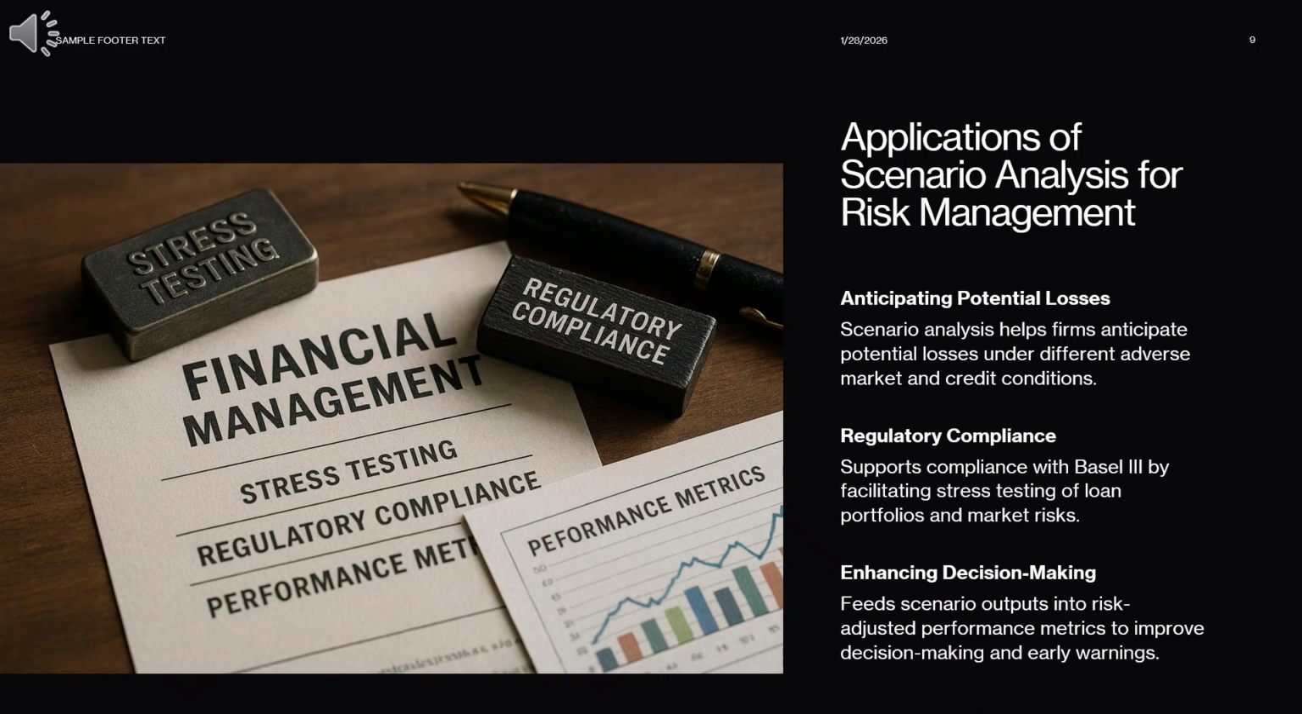Scenario analysis is key for risk management by allowing firms to anticipate potential losses under various adverse conditions and ensure capital adequacy. It supports regulatory compliance with frameworks such as Basel III, which requires stress testing of loan portfolios and market risks. Scenario outputs feed into risk-adjusted performance metrics, enhancing decision-making and early warning systems for financial institutions.